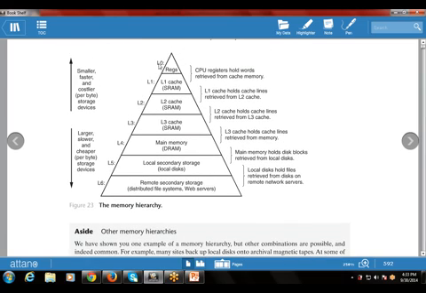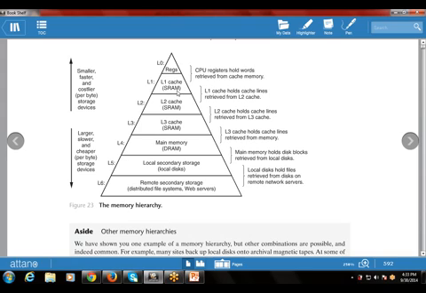One is at L0. This says smaller, faster and costlier per byte. If we go from the low to the high, they are smaller, faster and costlier. And if we go from the high to the end, they are larger, slower and cheaper. That is your storage devices. One is your L0, that is registers. So at the first location there are registers. CPU registers hold words retrieved from the cache memory.